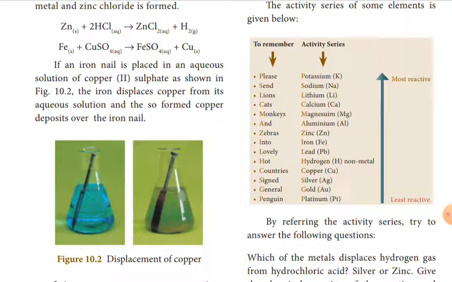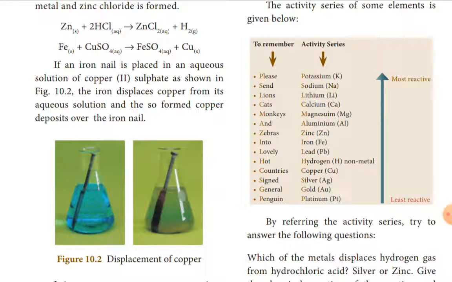after a few hours, what happens? See, the iron displaces copper from copper sulfate. So copper sulfate turned to ferrous sulfate because of the displacement of copper. The bluish color turned to green color because ferrous sulfate is greenish in color, because copper is replaced by iron. Why is copper replaced? Because iron is more reactive than copper.